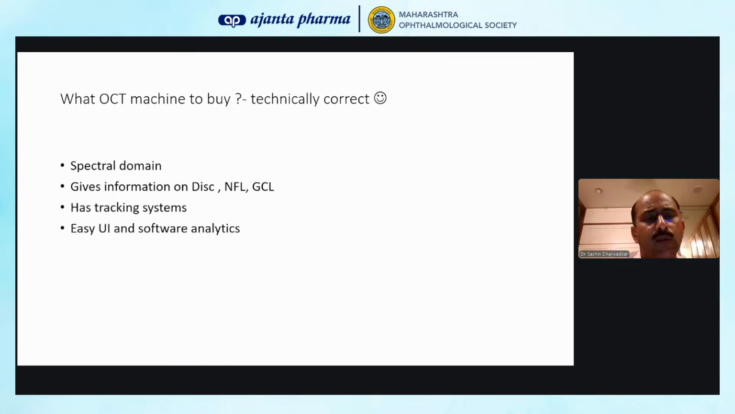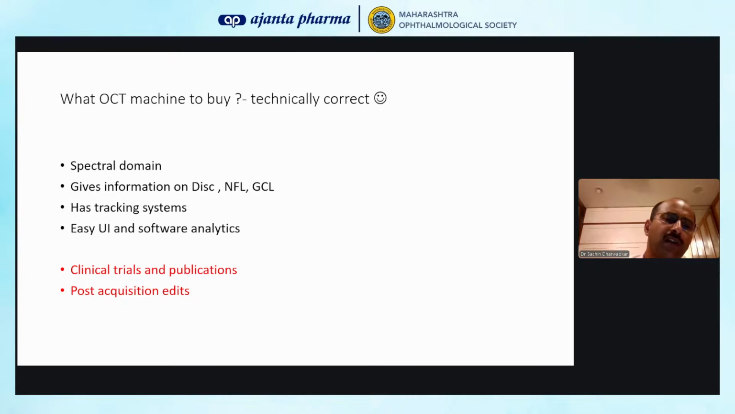Which OCT machine to buy is a question that is asked of me in many of the fora, and there is a technically correct answer. I'm not saying financially correct, because financially it can be very troublesome, but the technically correct answer. It should be a minimally spectral domain OCT. It should give information about the disc, NFL, and the ganglion cell complex. You can have a GCC, GCL, GCIPL, whatever, but you should give a macular analysis. It has to have tracking systems, and an easy user interface and software analytics. These are the basic things for glaucoma. They may not be required for the retina in that much proportion, but for glaucoma, definitely they are required.